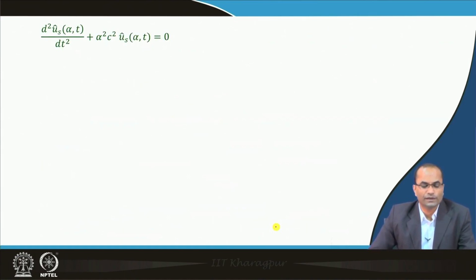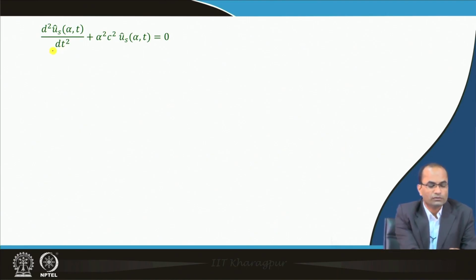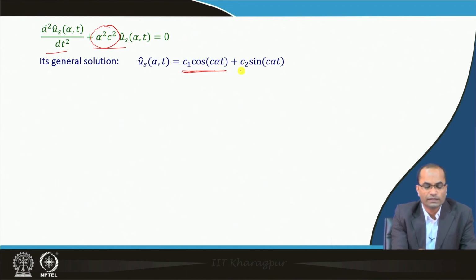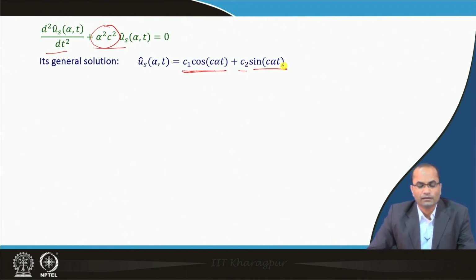So, having this equation, we can again easily solve this, because this is a homogeneous equation with a constant coefficient. So, its solution again will be written in terms of sine and cosine. So, we have c 1 cos c alpha, because the roots are going to be c alpha i and minus c alpha i. So, here we have c 1 cos c alpha t and c 2 sine c alpha t.